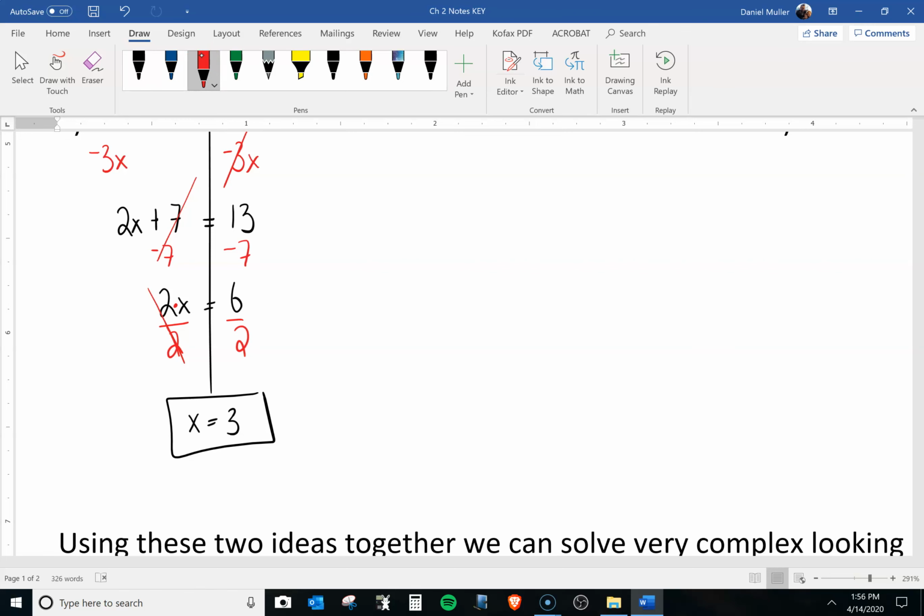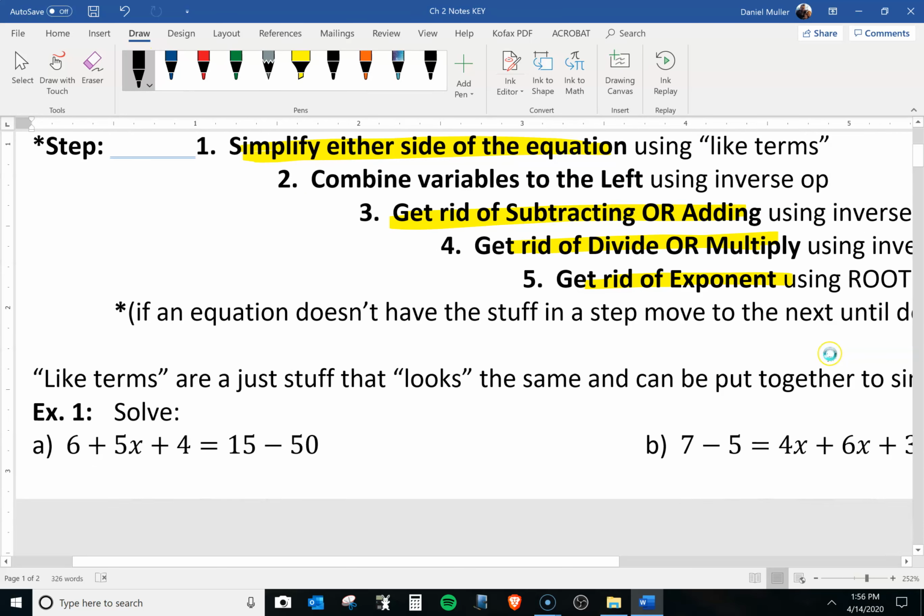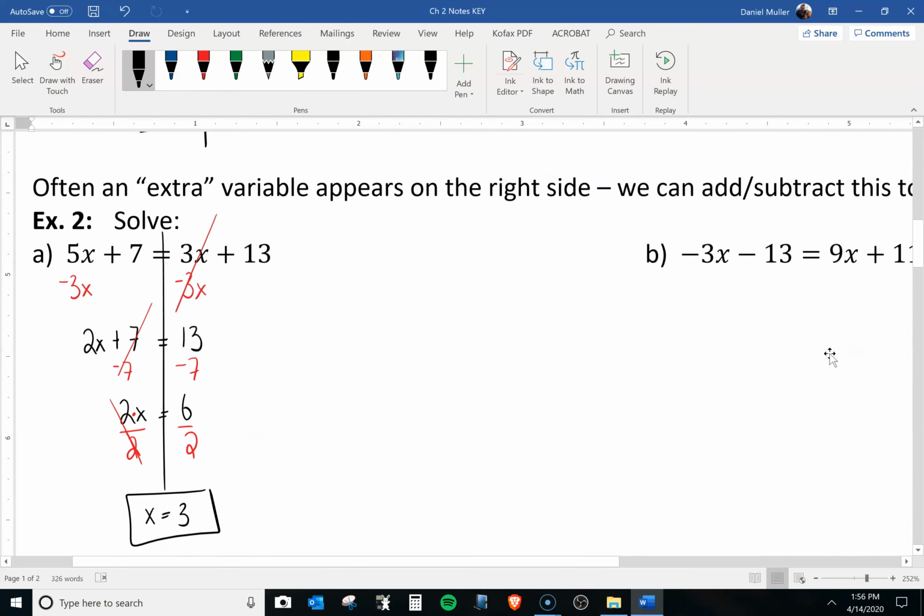And that's that. Step number 1 would typically be combine like terms, but there were none of those, so we skipped it. Step number 2 was move over the smaller x. 3 is a smaller number than 5. So we moved it over by subtracting it. We subtracted it because it was a positive. That's a positive 3x, which is why I subtracted it. And then after that, we just followed along like normal. So we just brought over the 7 by subtracting, and then moved over the 2 by dividing. Remember that was a positive 3.